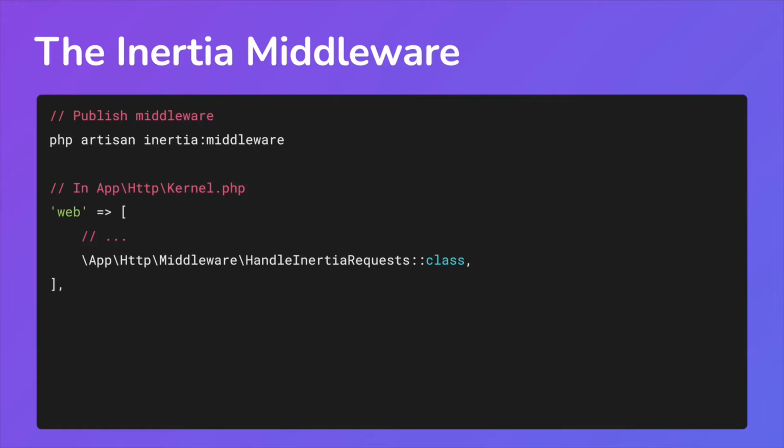The Laravel adapter for Inertia also ships with a unique middleware that you should install, as it gives you easy access to a couple more features. To install it, simply run the artisan command to publish the middleware and then add it to the web middleware stack of your kernel.php file. Please note that it is very important that the Inertia middleware is the last item in your web middleware group array.